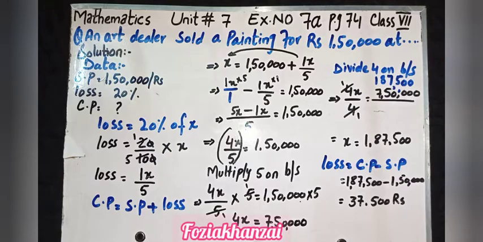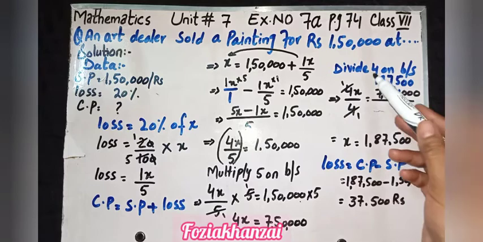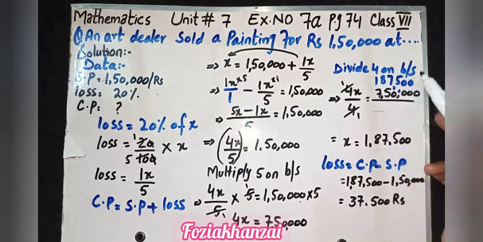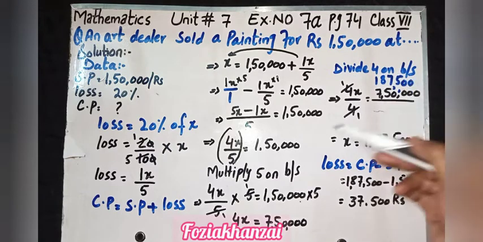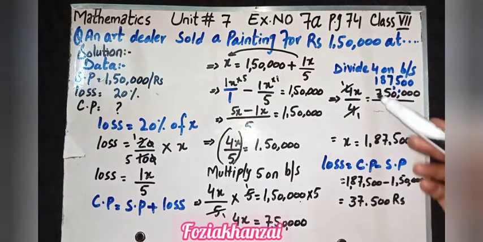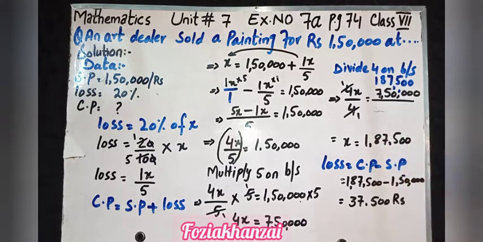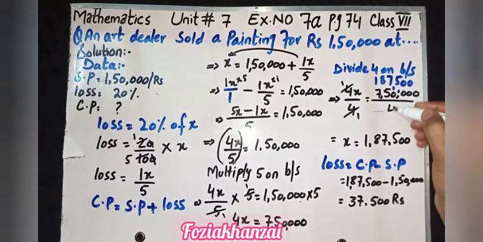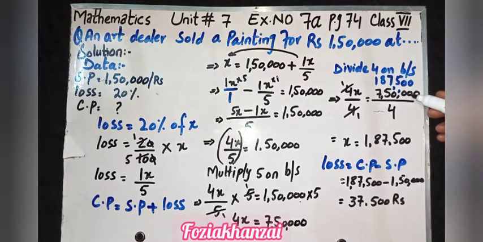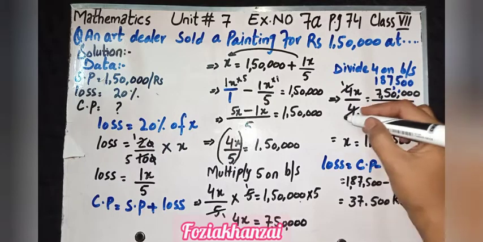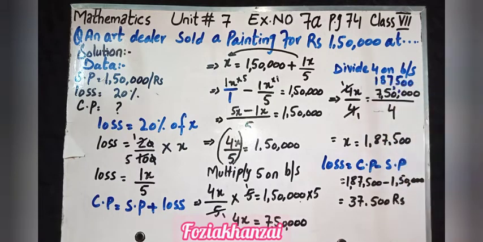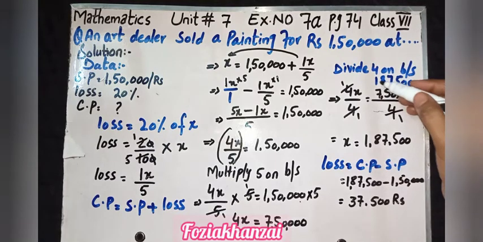Now the multiplicative property is given, meaning we have 4 multiplied by x, so we apply the division property. Divide by 4 on both sides. We have already done all the properties. 4x upon 4 is equal to 7,50,000 upon 4. 4 ones are 4, 4 ones are 4. Simple, reduce it.